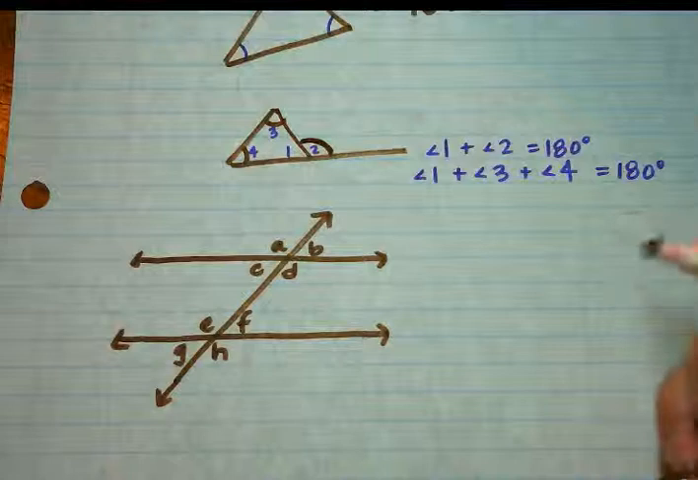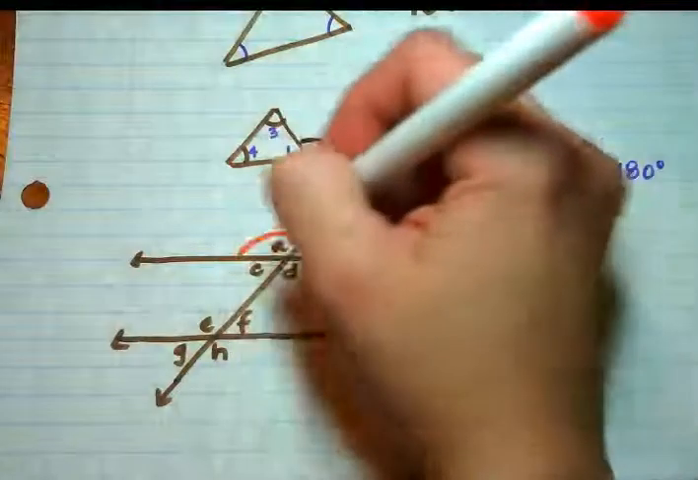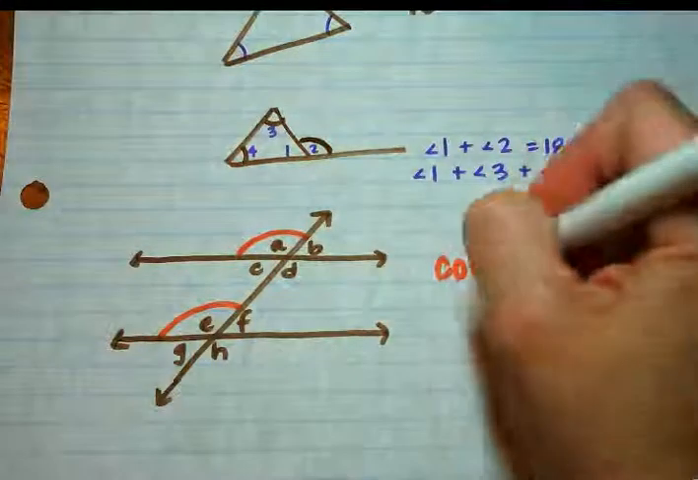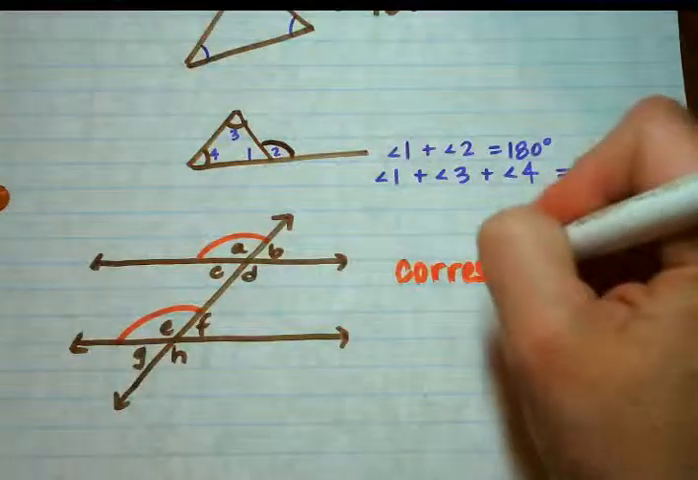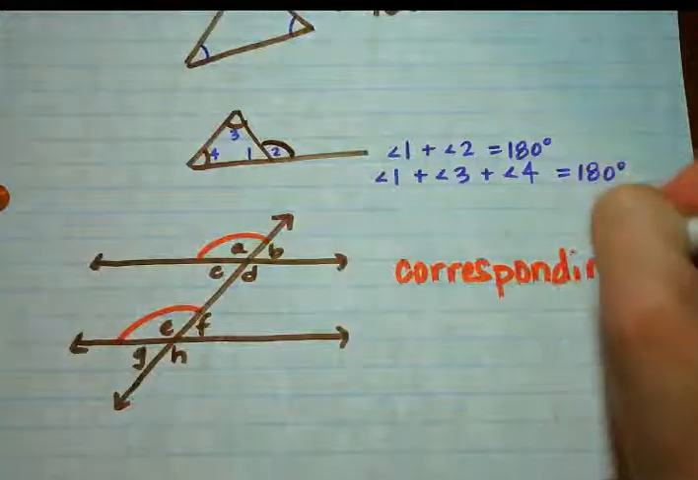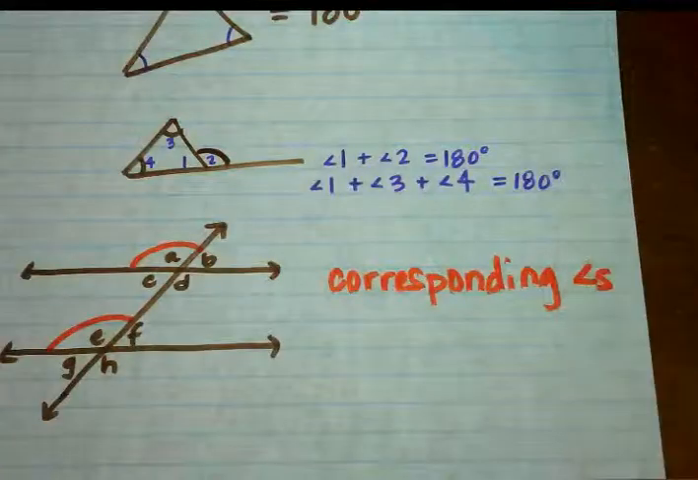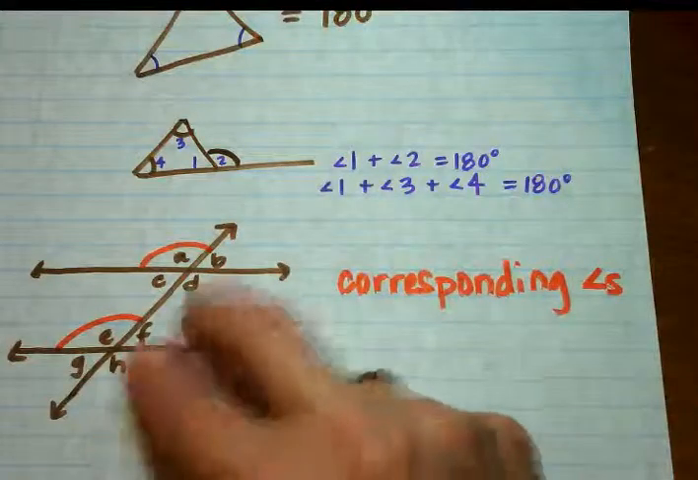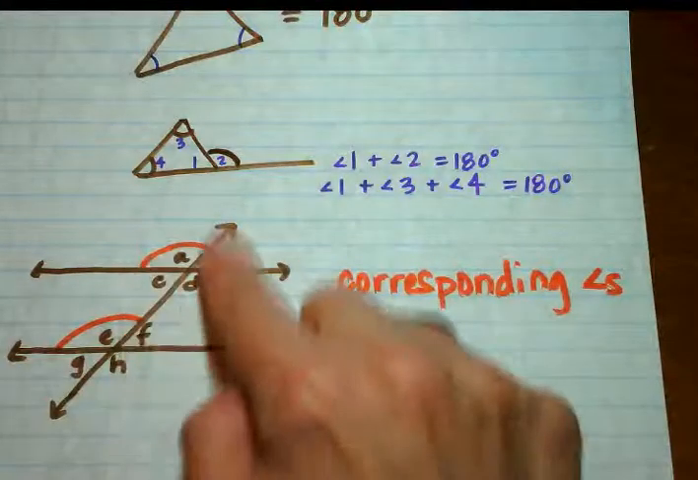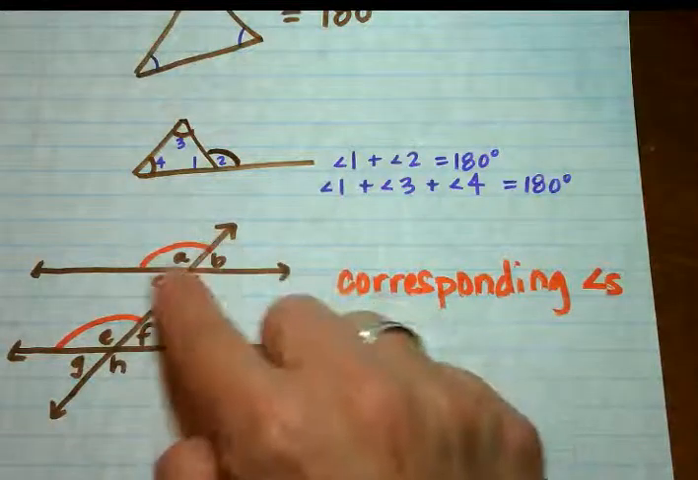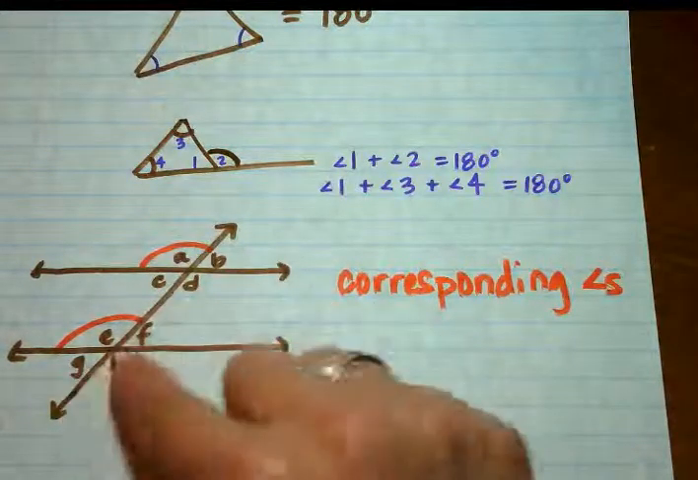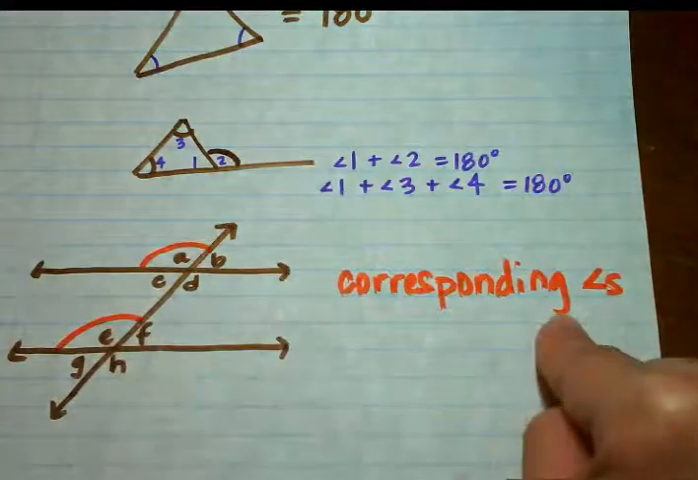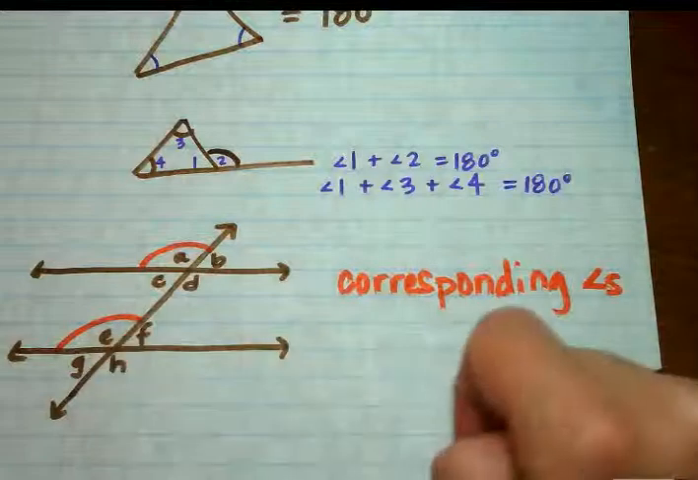So we're going to start off by saying that angle A and angle E, those two are known as corresponding angles. And what I usually teach is that they're on the same corner. Different intersection, if we were to think of these as roads, this is a different intersection right here compared to this one, but they're on the same corner. So different intersection, same corner, those are corresponding angles. So A and E are corresponding.